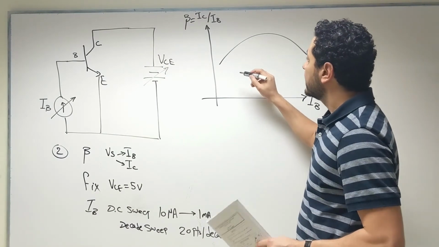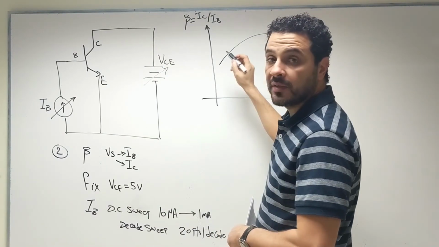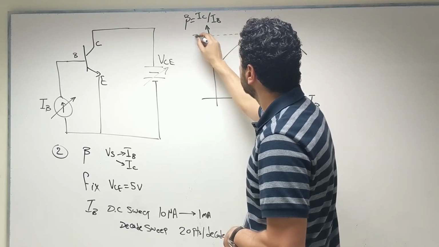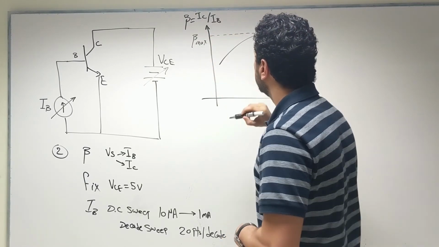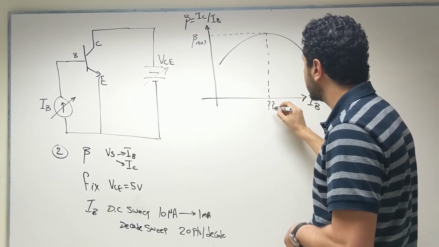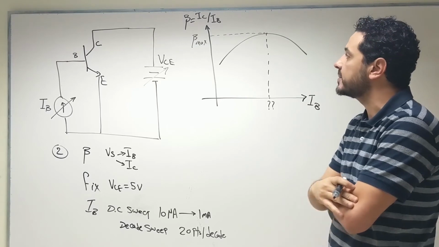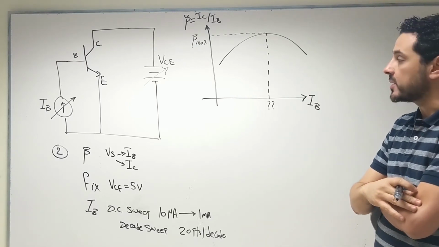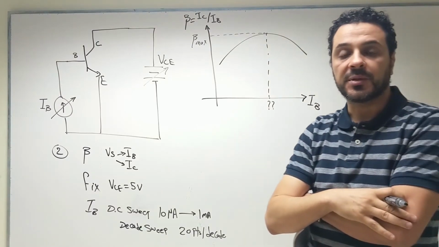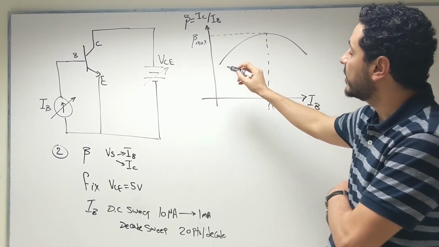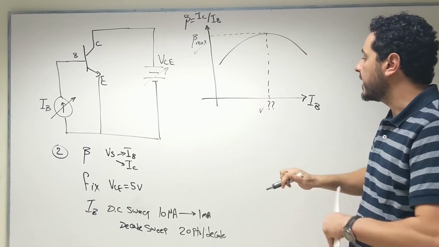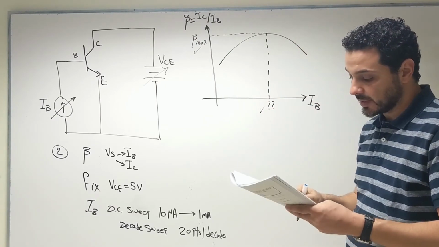You are required here to use the cursor or any other tool of PSpice in order to calculate the value of beta maximum. What's the maximum beta, and at what value of I base does it happen? So what is the value of I base at which beta maximum happens? Okay, so you are supposed to calculate these values, take a picture of the curve, put it in your report, and you have to indicate the values for beta maximum and I base where beta maximum occurs.